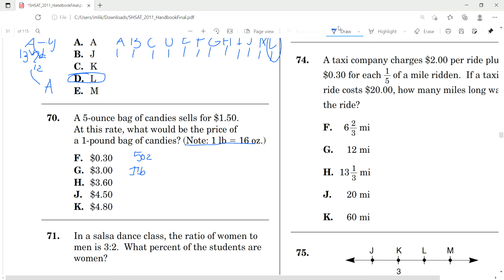Luckily they give us a conversion. You should already know this before the SHSAT, but if you didn't, here it is. So we want to go from 5 ounces to 16 ounces. How do we do that? We multiply by 16 over 5. Why do we do that? Because if we multiply by 16 over 5, our two 5s cancel out, and we're left with 16.